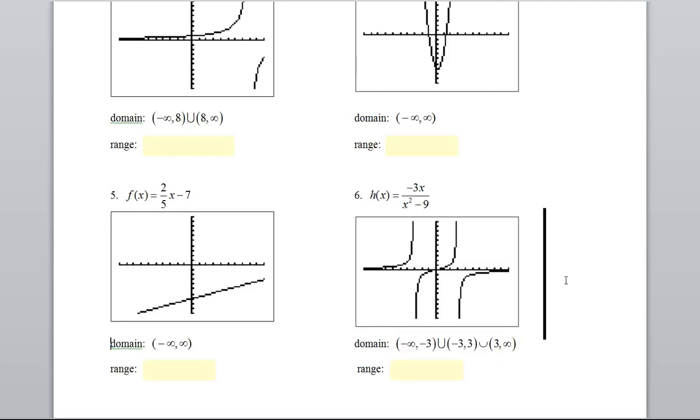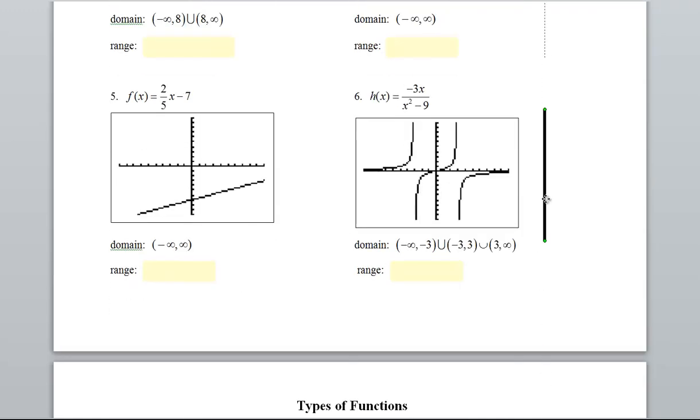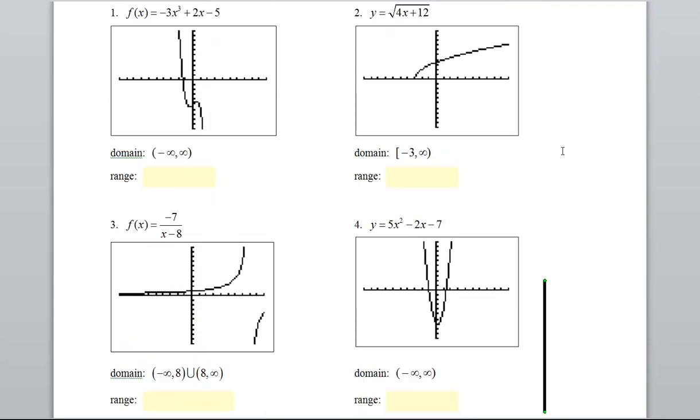Now range, if you remember, are my y values. So let me move back up. Let me see if I can change this to this scan. That's cool. All right, as I come up, notice I always start in the negative direction. I hit the arrow, negative infinity. I go through positive infinity. So my range, like my domain, is all real numbers.